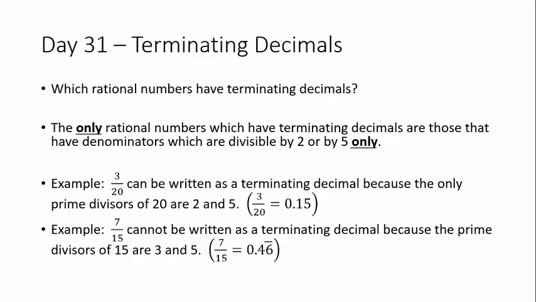We have another example here, 7/15. The prime divisors of 15 are 3 and 5. We know because of this that the decimal will not terminate. When you divide this on your calculator, you'll notice that you get 0.46, and then the 6 continues to repeat. You'll also notice on your calculator that the last digit on the right is a 7, and that's because your calculator will round up. So the decimal equivalent of 7/15 is not a terminating decimal.